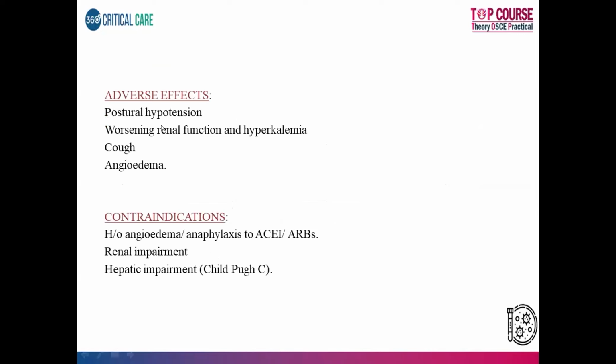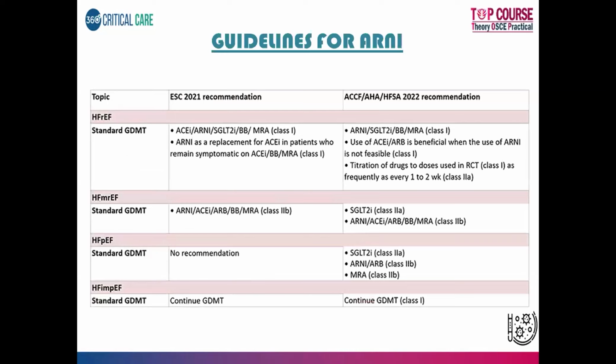What are the adverse effects of ARNI? It may lead to postural hypotension. It may lead to worsening of renal function and hyperkalemia, and may cause cough because of the valsartan component, and angioedema. Now coming to the contraindications, if there is a history of angioedema or anaphylaxis to ACE inhibitors or ARBs, then you should not use ARNI. If there is an underlying renal impairment, better not to use it. And if the patient has a hepatic impairment, only if it is Child-Pugh C, then that is a contraindication for ARNI.